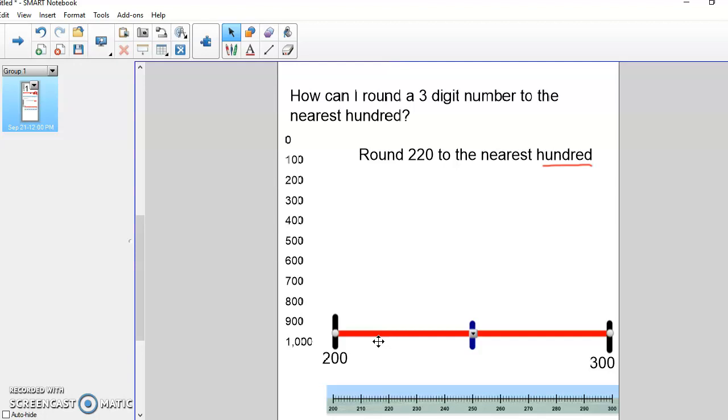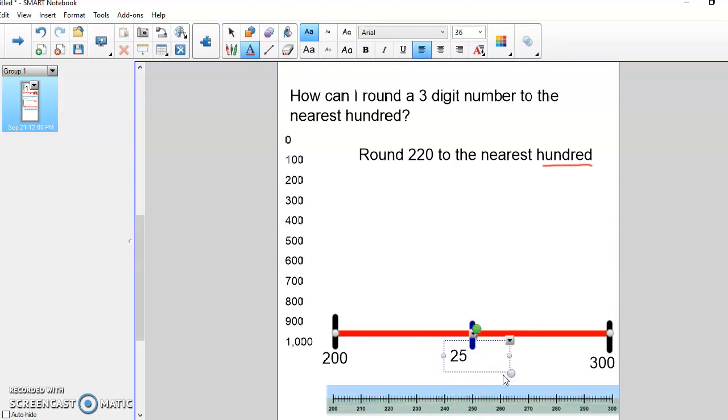Well, I know 100, and I've got to think about, well, what plus what would give me 100? Oh, 50. 50 plus 50 would equal 100. So I know that this middle tick mark, and look, my cheat sheet number line that we're using today also says 250. So I figured out that the middle tick mark is 250. So that's halfway, just like here on my number line. Okay, so now I know that my starting tick mark is 200, my ending tick mark is 300, halfway is 250. Now I know I need to round 220.